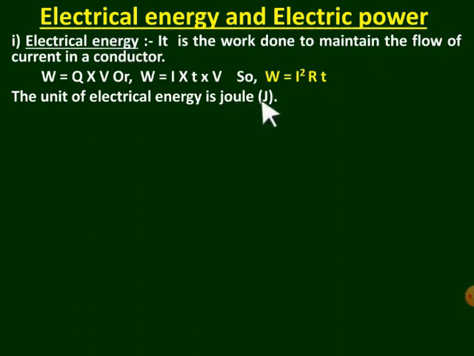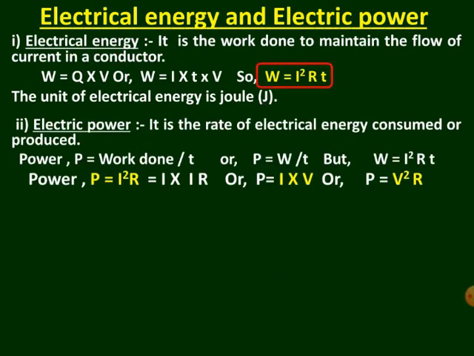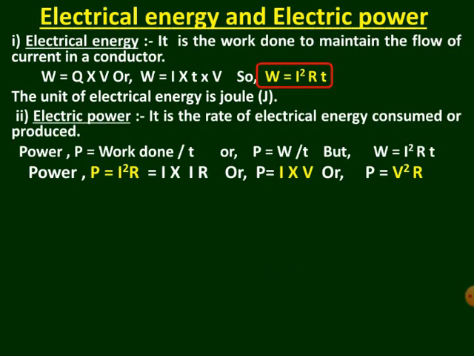Its SI unit will be the joule, right? Electric power is the rate of energy consumed or energy produced. We call that electric power. If time is in the denominator, then we usually use the word rate in physics. Rate of doing work, because work done per unit time is the rate of doing work, and that rate of doing work we call power.